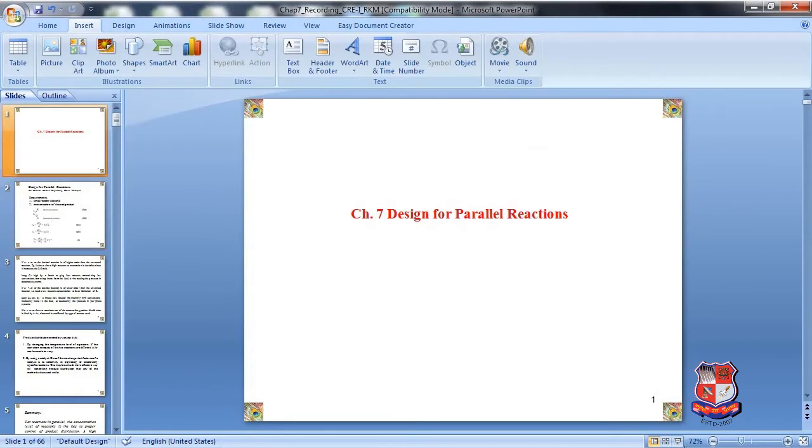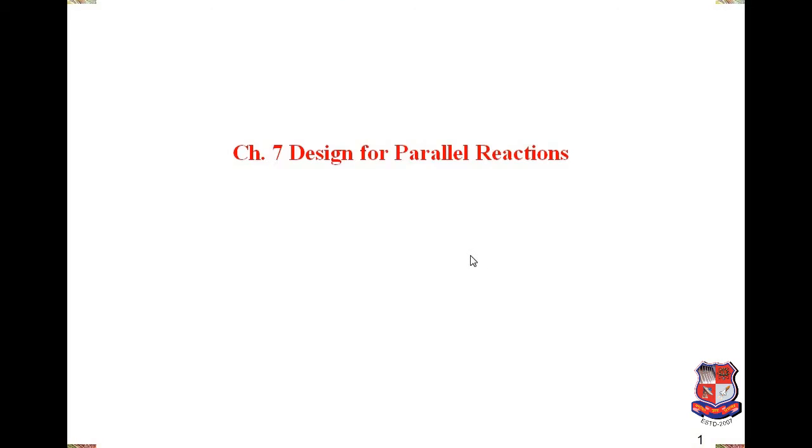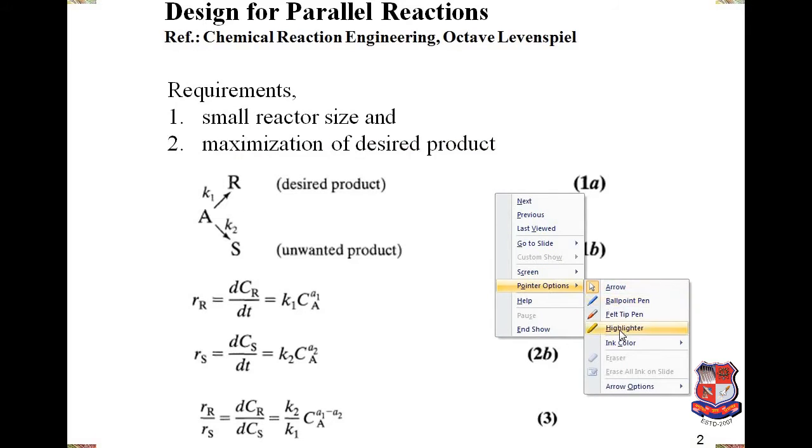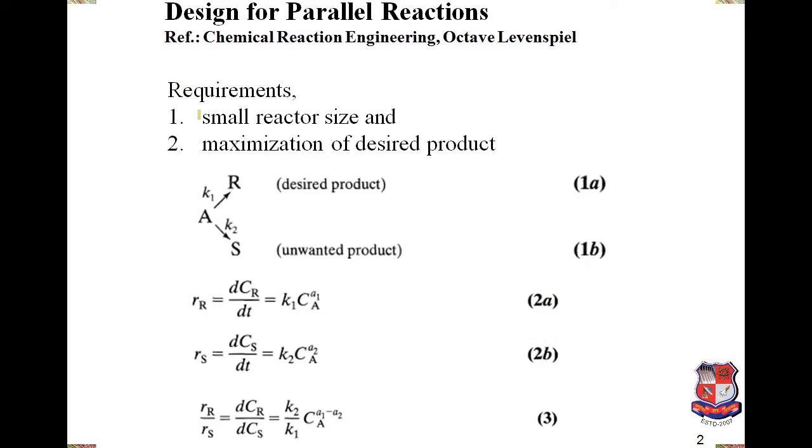Chapter number 7. In chapter number 6 we learned about single reactions, where multiple reactors were being used, and we saw how the best arrangement can be done so that we can get the minimum volume of reactor. But here in chapter number 7, our objective is to find the minimum size of the reactor, and the second aspect is that we need to maximize the desired product formation. So these are the two objectives of this chapter.